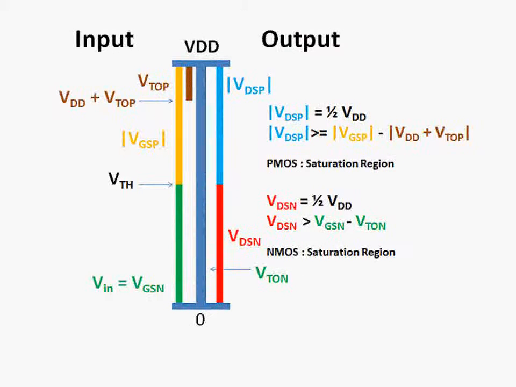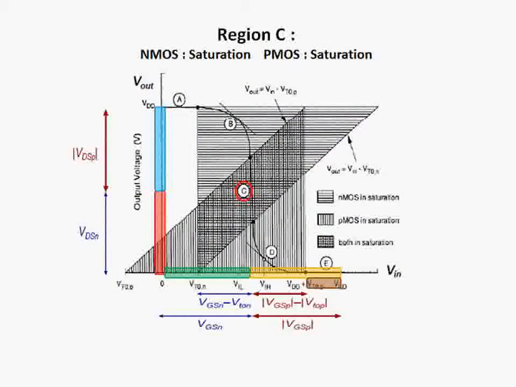Therefore, by visual inspection, we can conclude that 1. NMOS is operating in the saturation region. 2. PMOS is operating in the saturation region. In region C of the CMOS inverter, the NMOS transistor is in the saturation region. The PMOS transistor is in the saturation region.